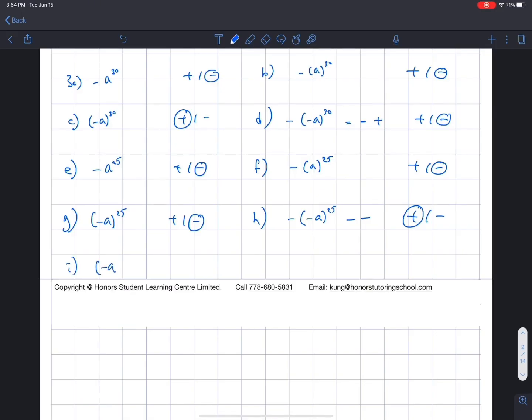I, we have a negative base raised to an even power. That's going to be positive. J, we have a negative base raised to an odd power. A negative base raised to an odd power will be negative. And that's it for question 3. I'll see you in question 4.